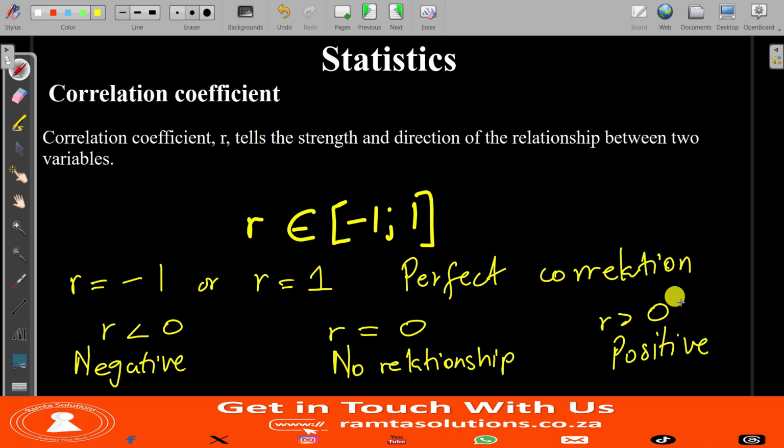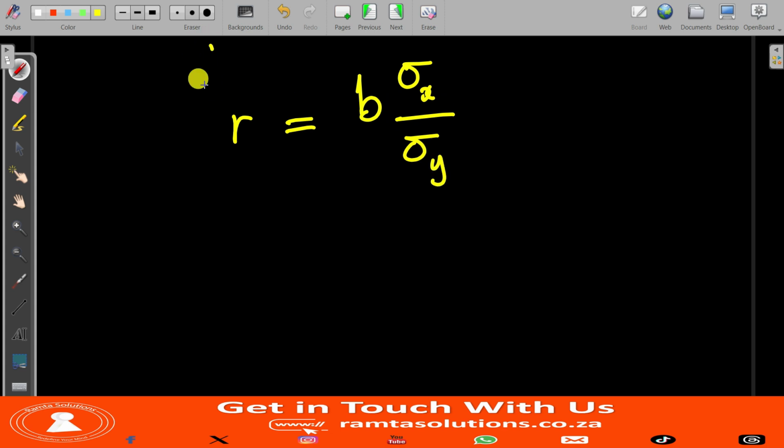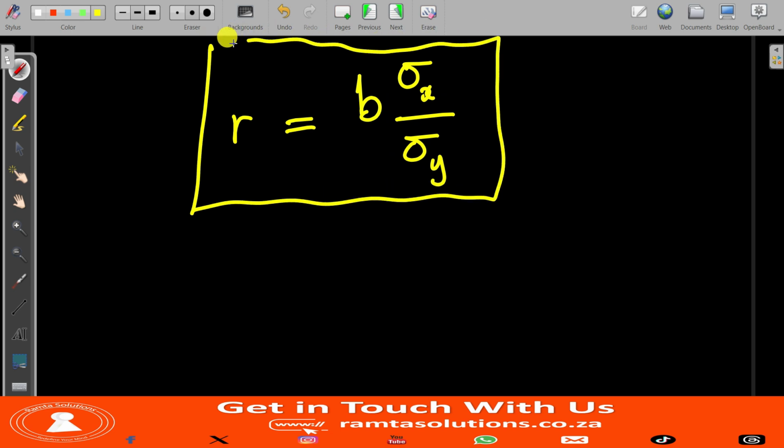Okay. So, now how do you get this R? To get it, it is B, which we can get from your calculator, and I showed you previously its formula, multiplied by the standard deviation of the X values over the standard deviation of the Y values. This is how you can get your R. However, we will use a calculator.